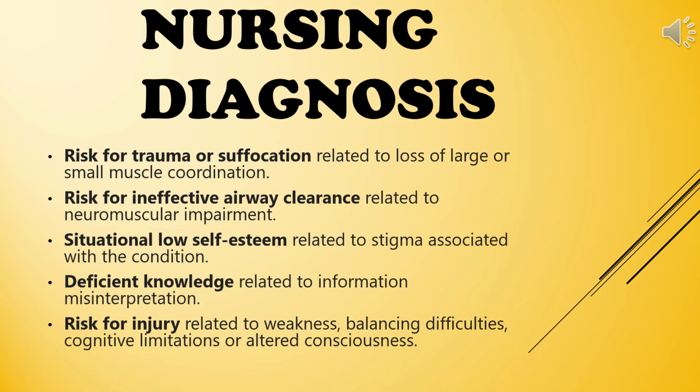Next one are the nursing diagnosis. So what will be the nursing diagnosis? First one is the risk for trauma or suffocation, which is related to the loss of large or small muscle coordination. Remember, these all diagnoses are made according to the NANDA, and you have to go always accordingly to that. So second diagnosis is the risk for ineffective airway clearance related to neuromuscular impairment. Third one, situational low self-esteem related to stigma associated with the condition.